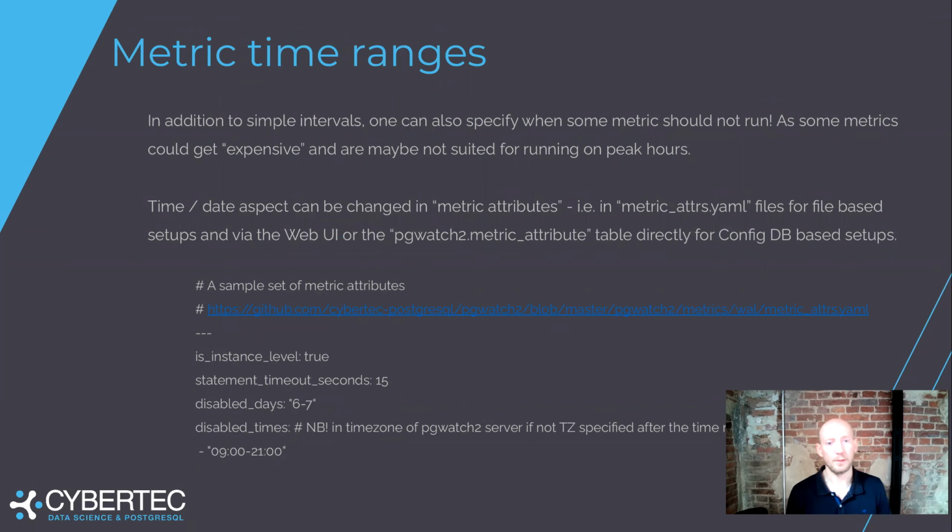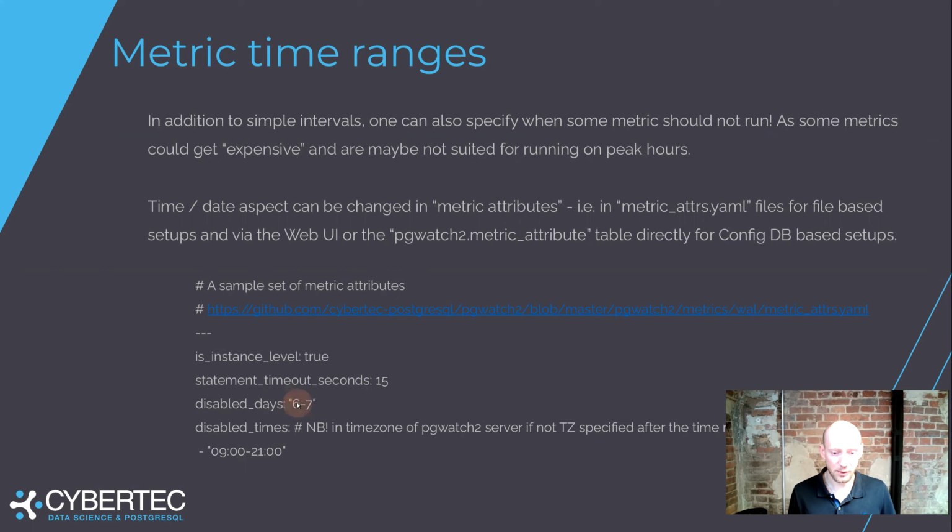Next topic, metric time ranges. We saw that we can configure the intervals, but additionally, one can also define some time ranges where a specific metric will not be gathered at all for any of the configured databases. And this can be defined in special metric attributes files, or in case of the config DB, again, there's a JSONB field for every metric.